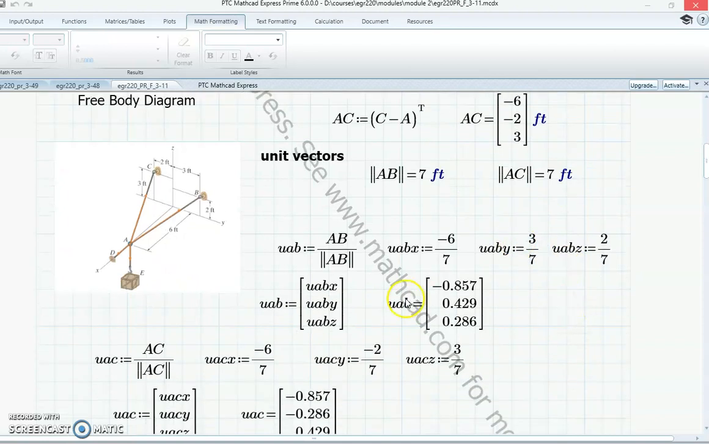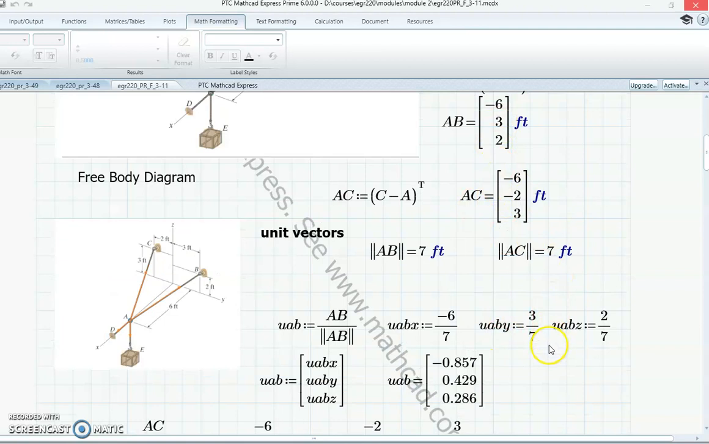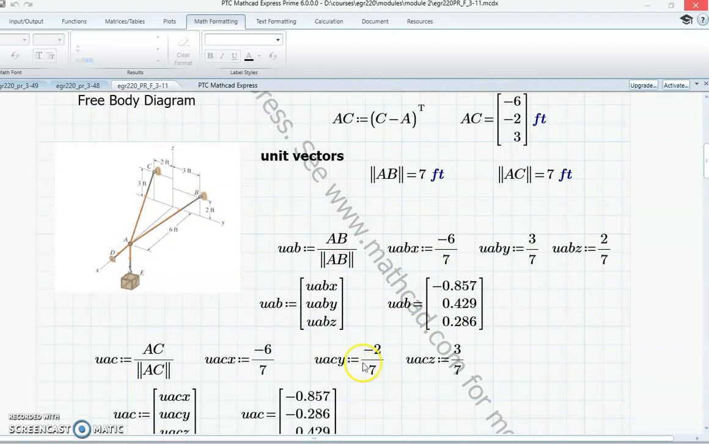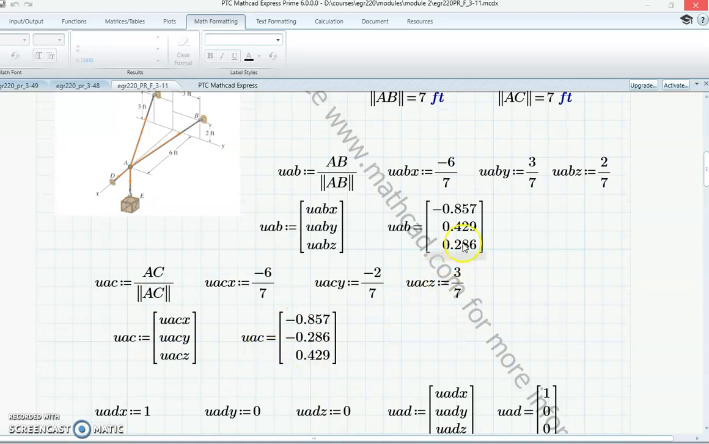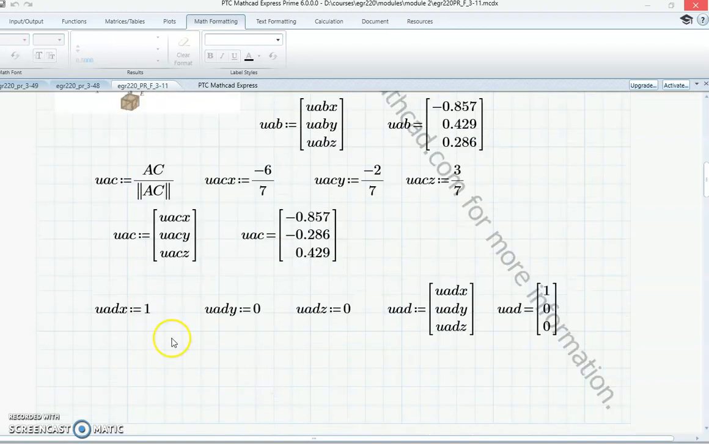So I'm going to write my unit vectors, AB over the magnitude of AB. Since I could do fractions, I went ahead and did it as fractions, sort of by hand, and plugged it in here: minus 6 over 7, 3 over 7, 2 over 7, and then put them into my UAB. So that's that. Same thing for UAC: minus 6 over 7, minus 2 over 7, 3 over 7. So there's my UAC, AC over magnitude. Gives me that, a decimal, and that's my fractions. And then AD is all in the plus X direction, so I just made it 1, 0, 0.